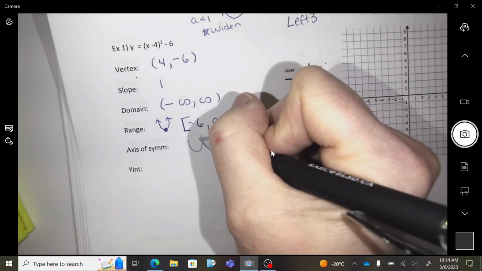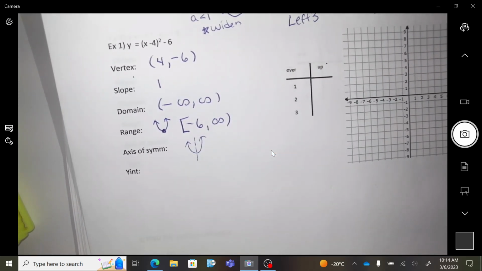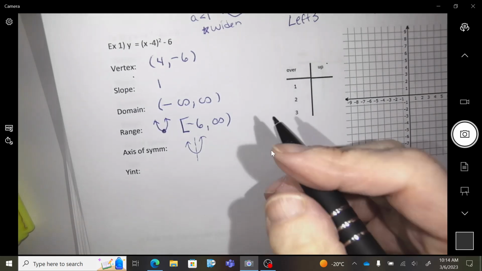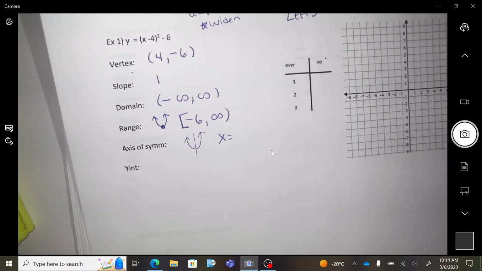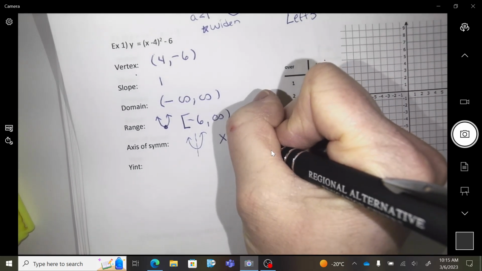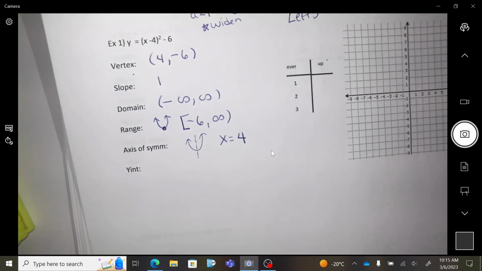So the axis of symmetry is that symmetric line. If you could just slice it right in half and fold it over, it would be perfect. What do you always start that line with? X equals makes vertical lines. What is the x number that you would cut right through? You would cut through the 4, because it's the vertex number, right?